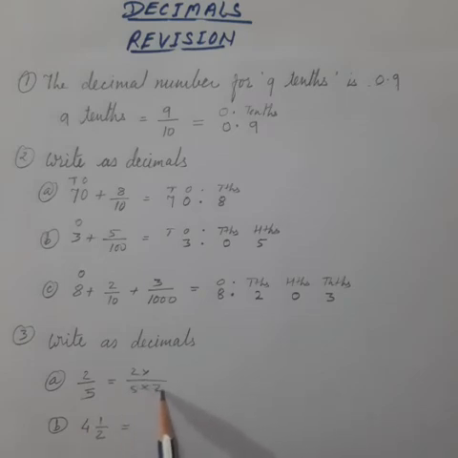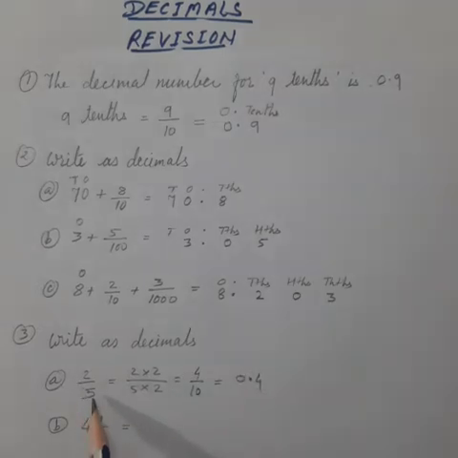5 2s are 10. So multiply numerator also by 2. 2 2s are 4. 5 2s are 10. 4 tenths. Tenths is the first place after decimal point. So 4 is at first place after decimal point. Before it we have to give point. So the required decimal number is 0.4. 2 by 5 is a proper fraction and all the proper fractions lie between 0 and 1. So here there is 0 in the whole part of the decimal number.